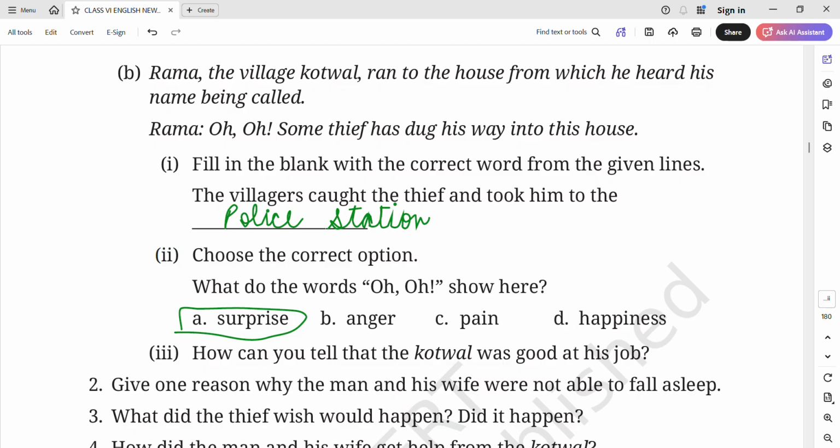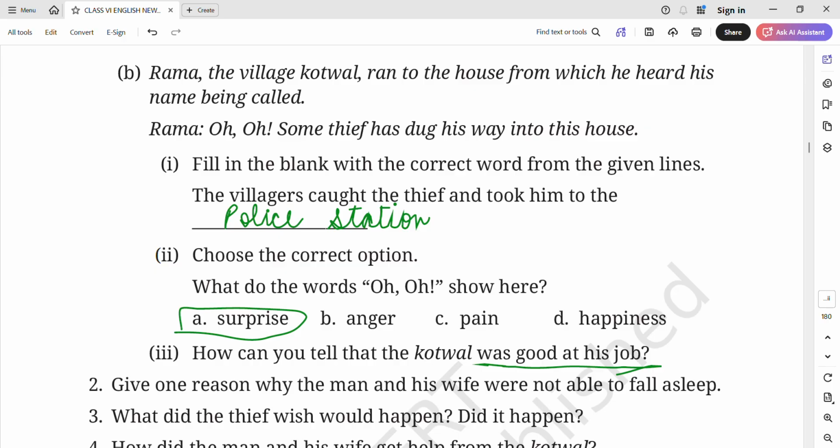How can you tell that the Kotwal was good at his job? How did you know that? That means he had a great power of observation. He was observing that someone had entered the house from where his name was being called out. He understood and he was quick to take action, to go inside the house and catch the thief. Due to this reason, we can easily say that the Kotwal was good at his job.